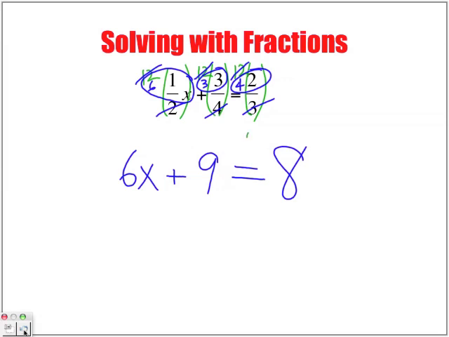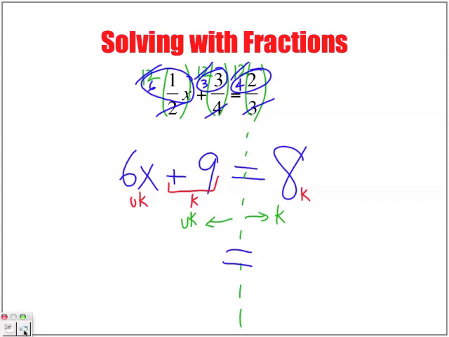Now, we're going to do the same thing, because the question says solve for x. So what we're going to do is, well, this is our unknown, 6x. Positive 9 is a known value. This 8 is also a known value. So when we move things, we're going to keep unknowns on this side of the equal sign and put known values on this side of the equal sign. So here's our equal sign. Unknowns are going to be on our left side.